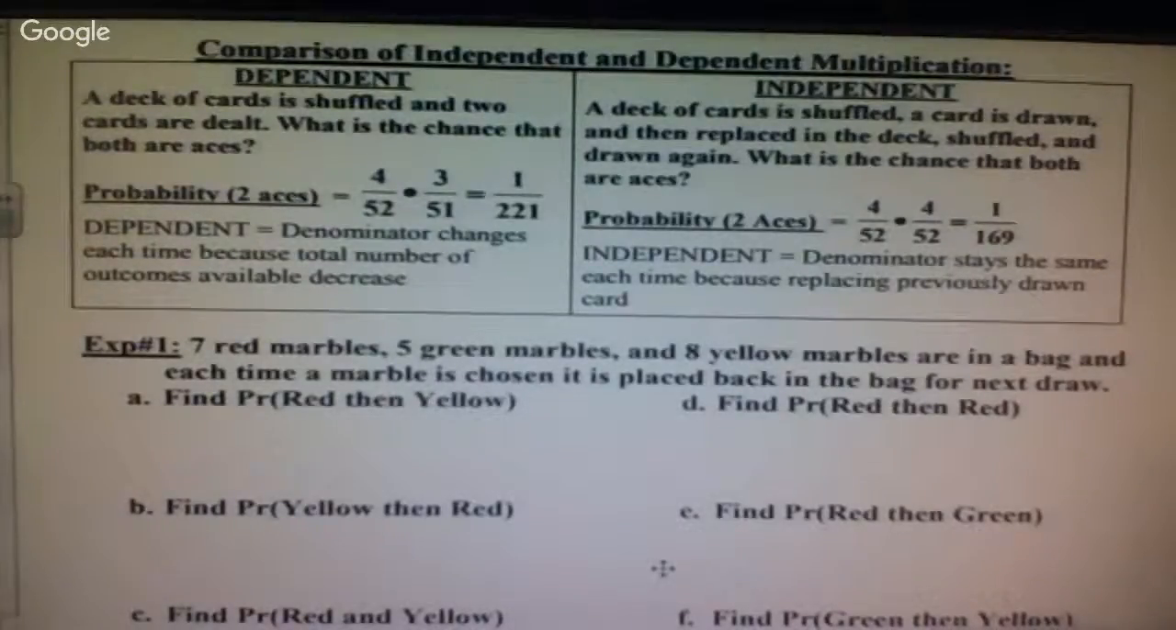So a dependent event would look like this. I originally start with 52 cards. Okay? When I take one away, my total now goes down to 51. My top number also changes if I'm pulling the same thing. So when I first started to pull, I had 4 aces. Well, I'm picking an ace. So now the second time I go to pull, I have 3. When it's independent, I'm putting it back. So that keeps my options at 4 and it keeps my total at 52. So you've got to be very cautious whether they tell you that you're replacing or whether you're not.